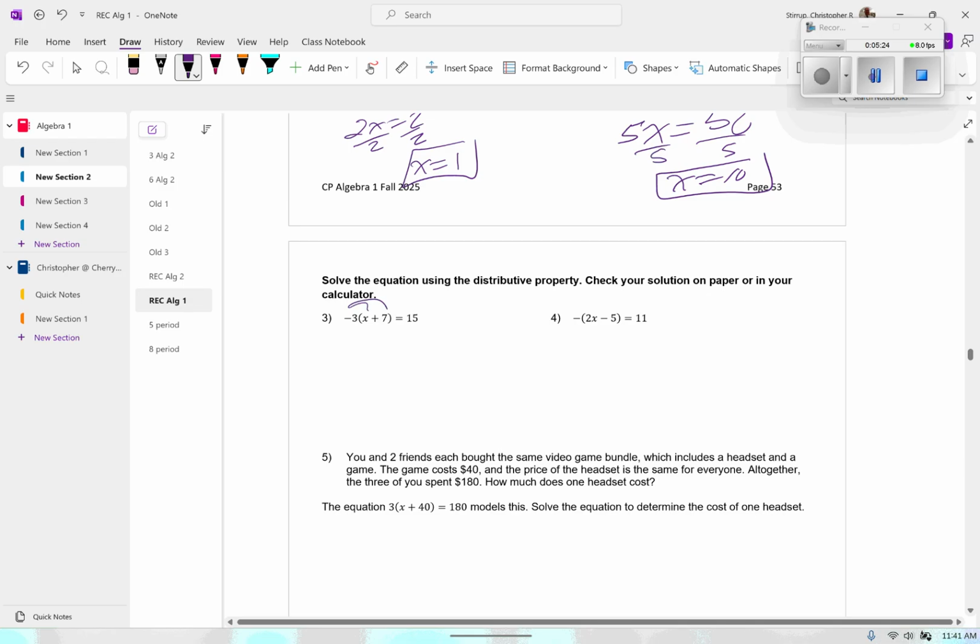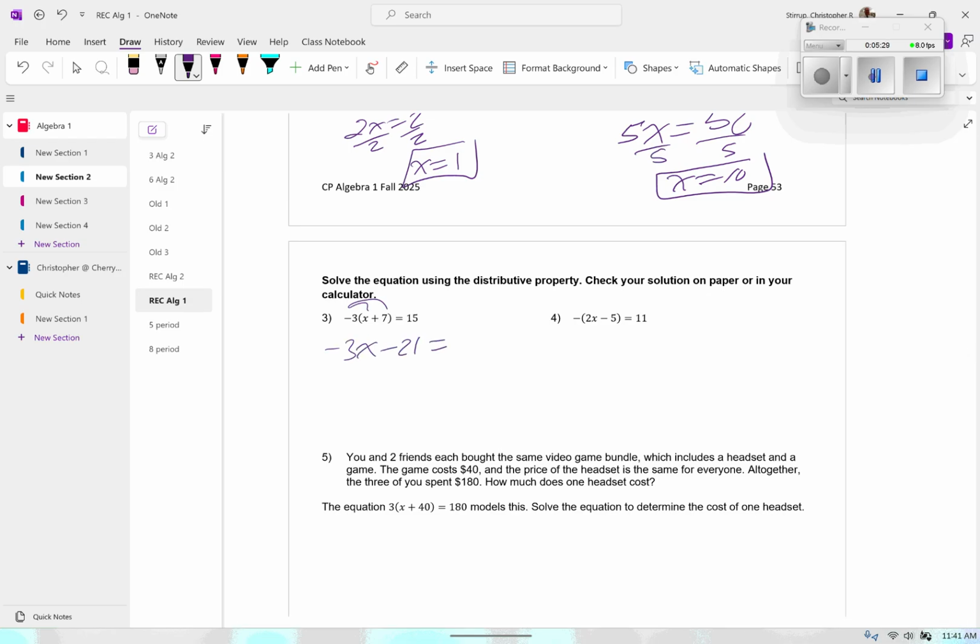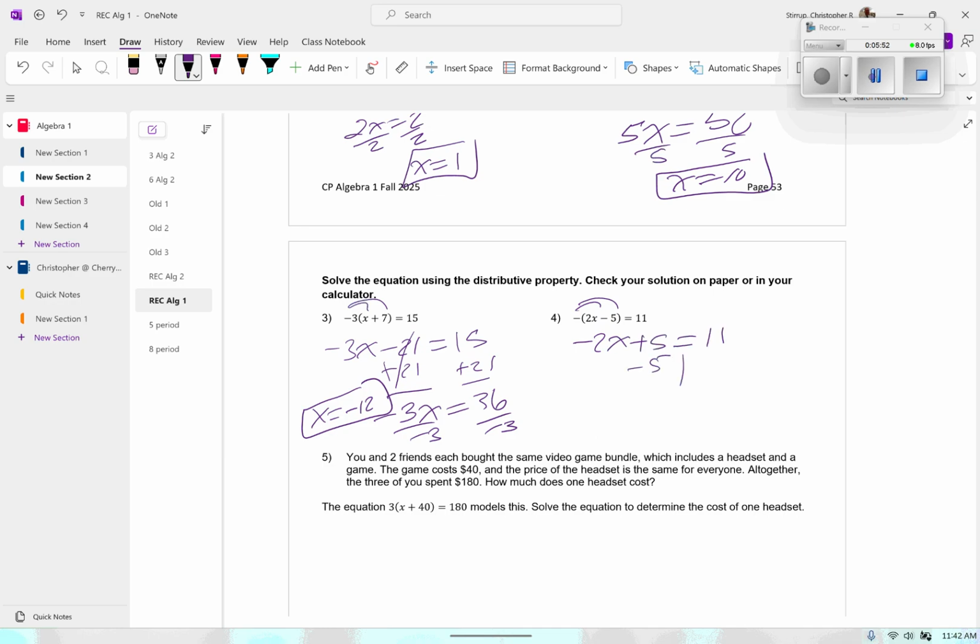Number 3, we're going to distribute 3 over the parentheses. Add 21 to both sides. That's 36, divide each side by negative 3. Make sure you change the sign, so x equals negative 12. 36 divided by negative 3 is negative 12. Distribute the negative to both. Both signs change. Go ahead and subtract 5 from both sides. So 2x is equal to 6, divide each side by negative 2. X equals negative 3.